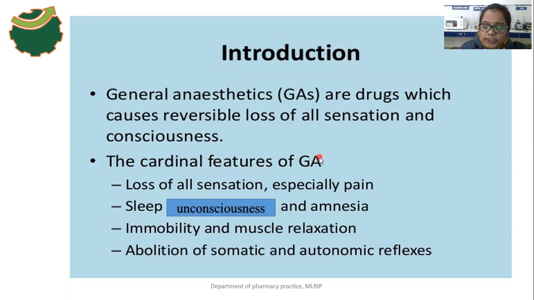So general anesthetics are drugs which cause a reversible loss of all body sensation and loss of consciousness. They are used to relieve pain during surgery, and they induce sleep, amnesia, and immobility, and all autonomic and somatic reflexes are also inhibited by general anesthetic drugs.